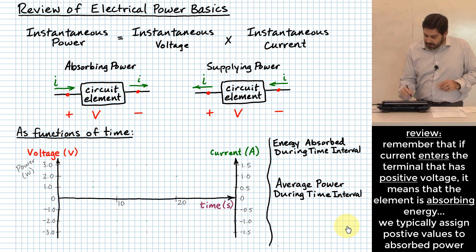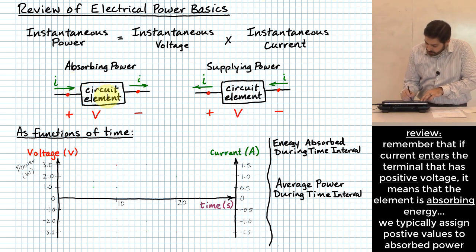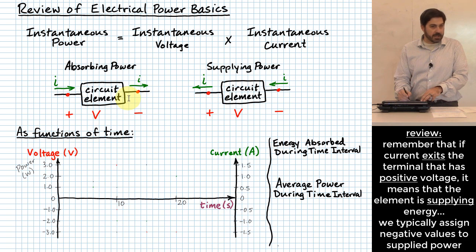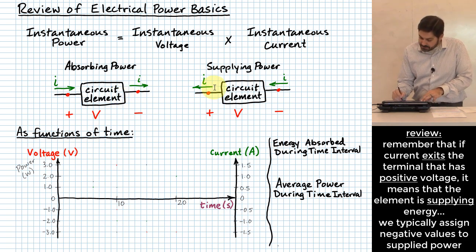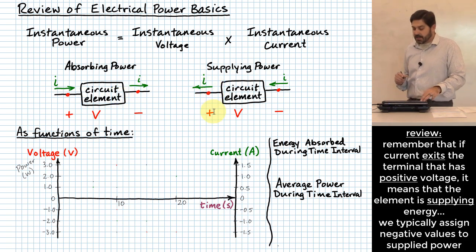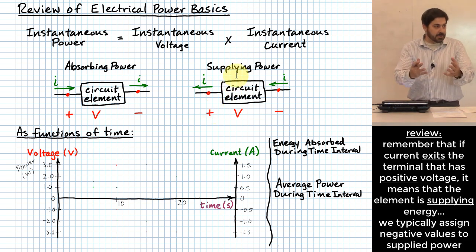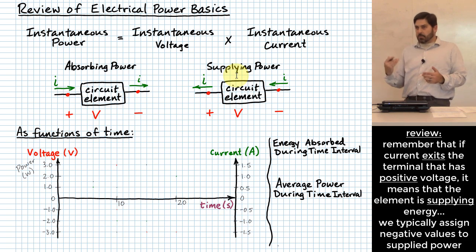But anyway, how we have a circuit element set up so that it absorbs power is that current flows into the side of the element that has the positive voltage, right? Or if it flips around and current is flowing out of the positive side of the circuit element, that means that circuit element is actually supplying power into the rest of the circuit and not absorbing power from the circuit, okay? So these are some background things.